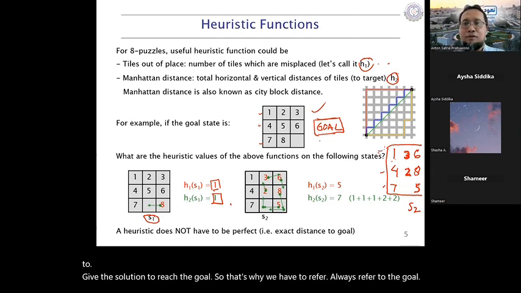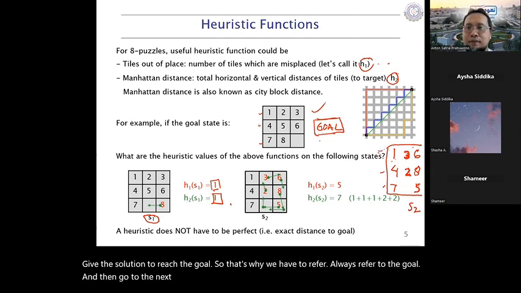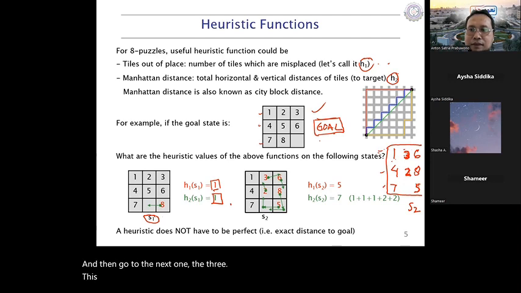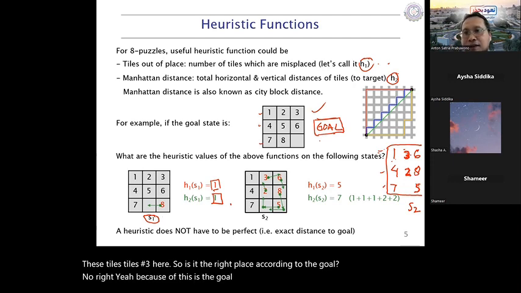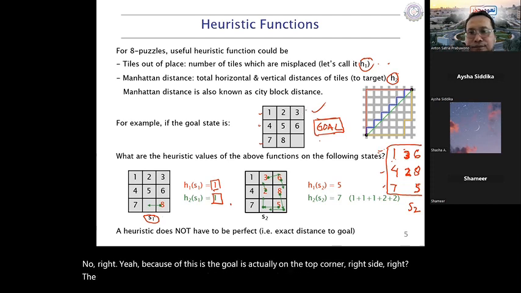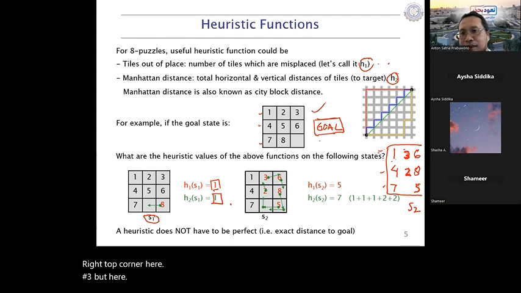Then go to the next one. Tile number 3 here. Is it the right place according to the goal? No, because the goal has it on the top right corner, but here it is at the top, in the middle. So this is wrong.